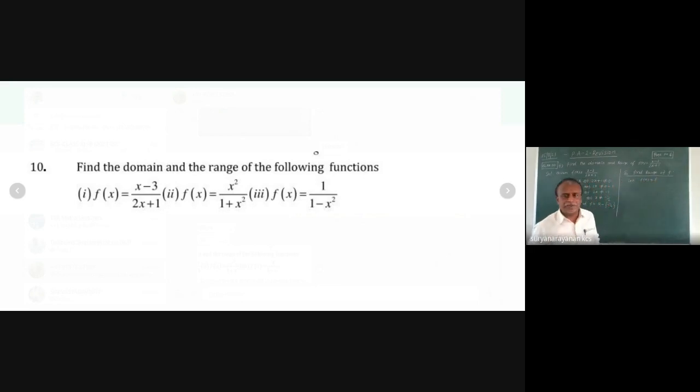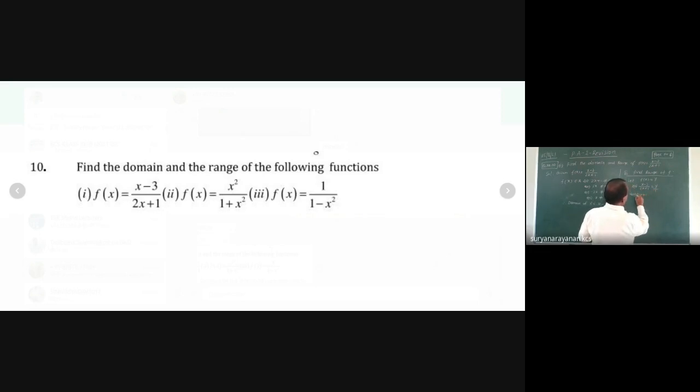Previously, I told you the steps, the algorithm, the series of steps to be followed to find the range of a function. First step, we assume that f of x is equal to y. What is f of x here? x minus 3 by 2x plus 1. From this equation, we find the value of x in terms of y. So we take cross multiplication.